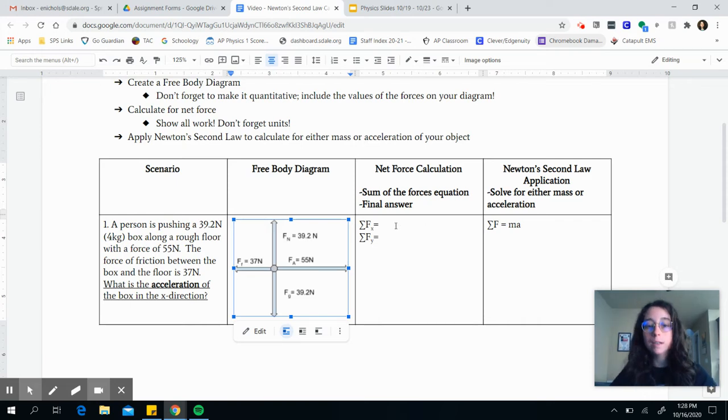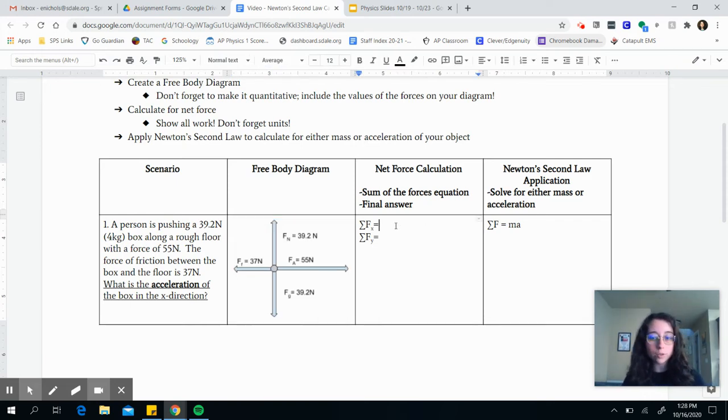Save and close. Now I need to do a sum of the forces in the x direction and in the y direction. I went ahead and set up your equation so you could copy paste the symbols for our problem. Sum of the forces in the x direction, I see a force applied and a force friction. I'm going to plug in my values, which means my force applied is 55 newtons, minus 37 newtons, because friction is in the opposite direction.